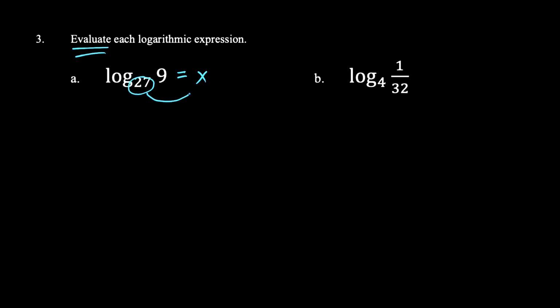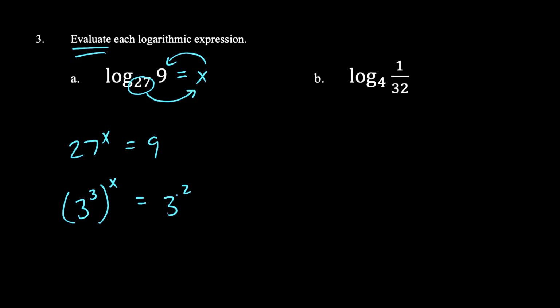We're going to take that 27 to the power of x, and say that is equal to 9. Now to solve this, what we need is like bases. So we're going to reduce 27 and 9 to the lowest base we can. 27, we should know, is 3 to the third, and that's going to be to the x power, and 9 is 3 to the second. So here we have a power to a power. So we're going to say 3 to the 3x, that's where we multiply, equals 3 squared.